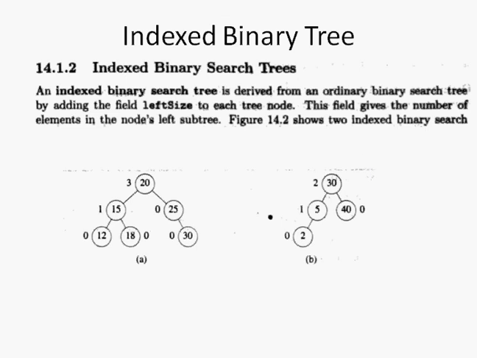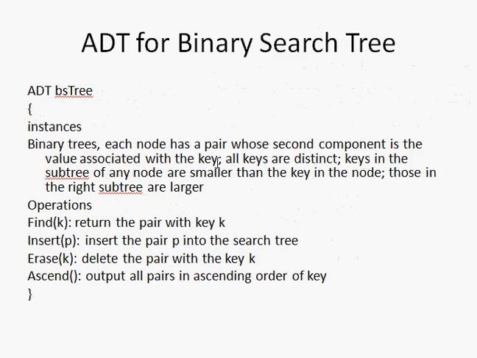Fine. The last topic: the abstract data type for a binary search tree. In these methods we need to look at find, insert, erase and ascend, and that completes this subject. So first, the abstract data type of a binary search tree. Remember, each node has a pair whose second component is a value associated with the key. This pair has a key and a value, and the key has to always be distinct.